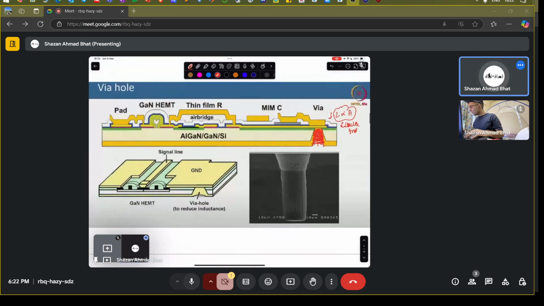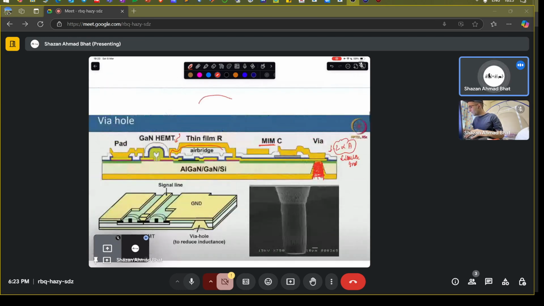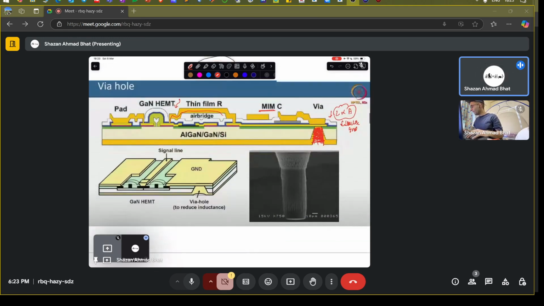So this is a typical structure of a monolithic integrated microwave circuit. It has all the things on it. It has a pad, it has a high electron mobility transistor, it has an air bridge. These are the air bridges, which are just like metal flaps suspended in the air. There is nothing in between. They are suspended and connect one end to the other. That's called an air bridge, and they are very difficult to fabricate, because they are almost like hanging structures in this device.